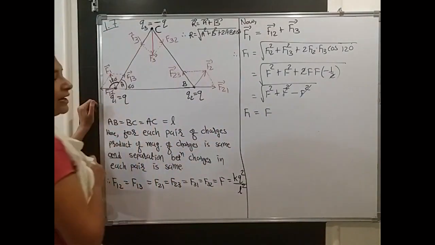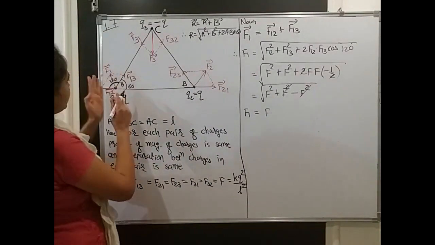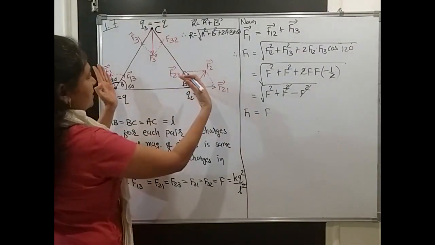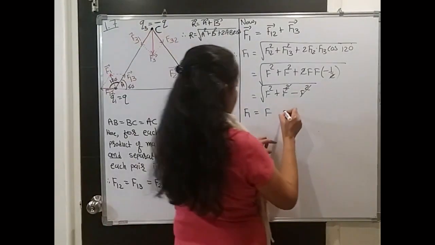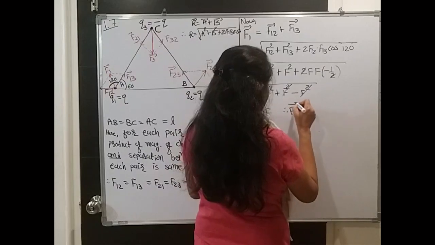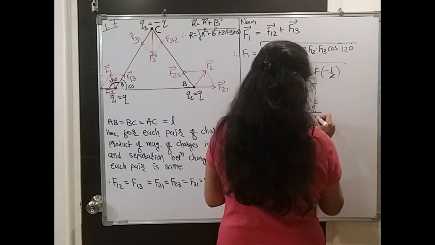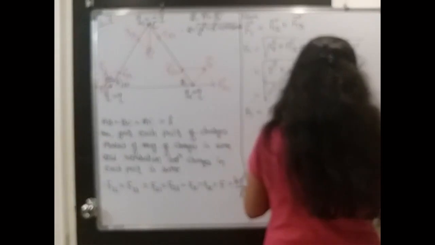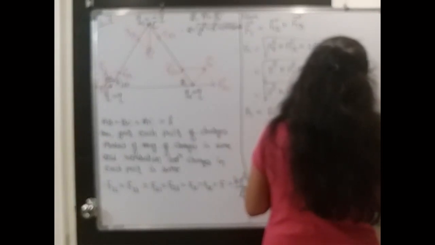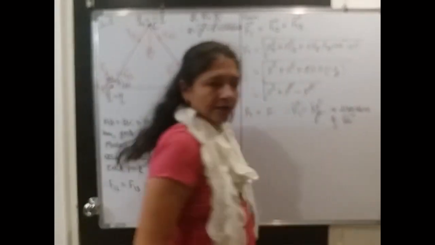Okay. Now, what is the direction of F1? See, F1 is in the direction of BC, they are the same. So I can say that vector F1 is equal to KQ square by L square. Now as I am putting the vector sign, I have to mention the direction. So I can say that in the direction of vector BC. Clear? Okay.